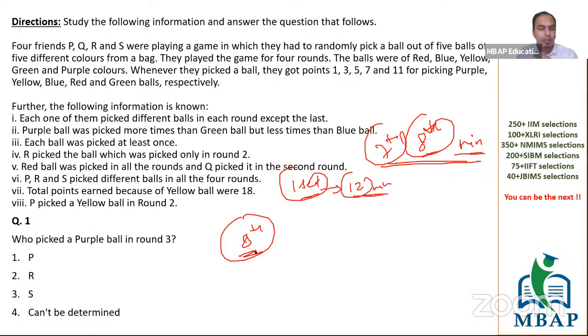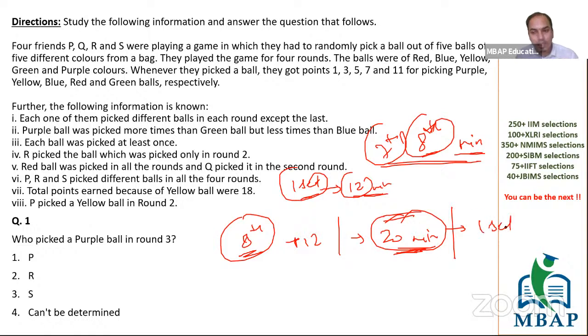8 minutes have gone plus 12. That means at the end of 20 minutes, half of the section time has gone. So the point is this: at that 20-minute mark, half of the section has gone, and that is where you see that you have at least one set done. If it is one set done at the end of 20 minutes, you are at a good position, and that's what you have to achieve in the initial mocks.